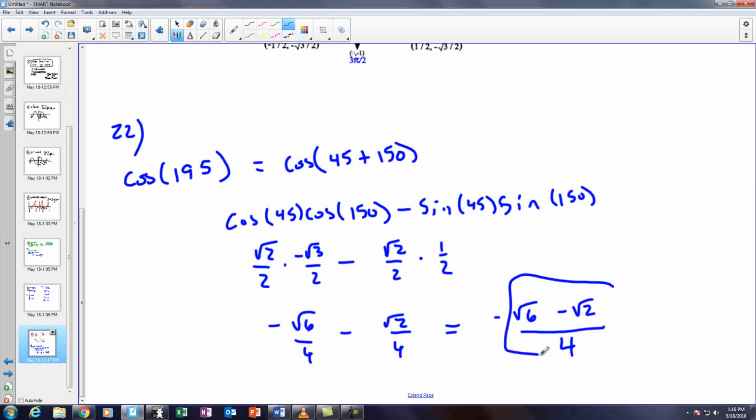And there's the answer. Whoops, I lost my negative there. Let's bring that back inside. There we go. So that is negative root 6 minus root 2 all over 4.